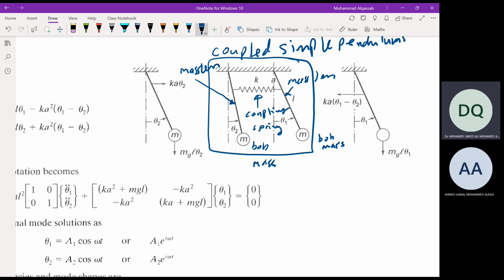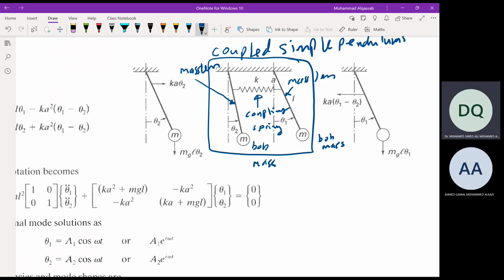If you remove the spring, the two pendulums will oscillate independently. So the spring is the element that is joining the two pendulums together and makes them 2 degrees of freedom now. You use theta to give the motion: theta 1 for the pendulum on the right, and theta 2 is the angular displacement of the pendulum on the left. So theta 1 and theta 2 are the two independent coordinates.